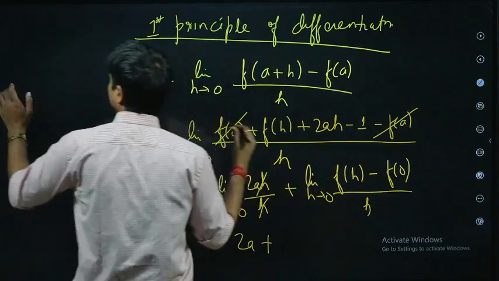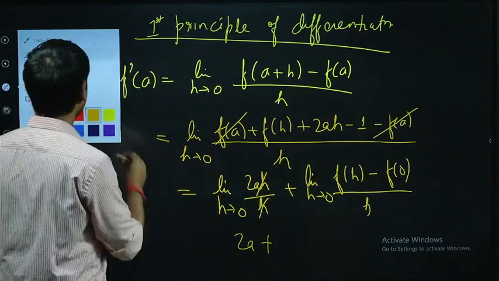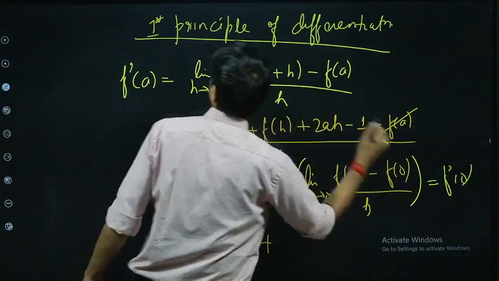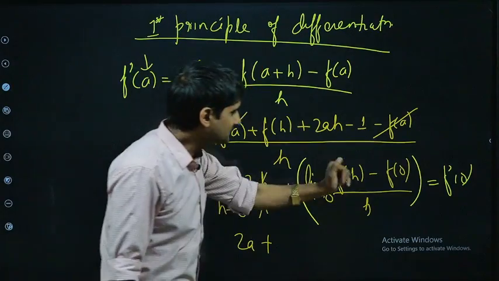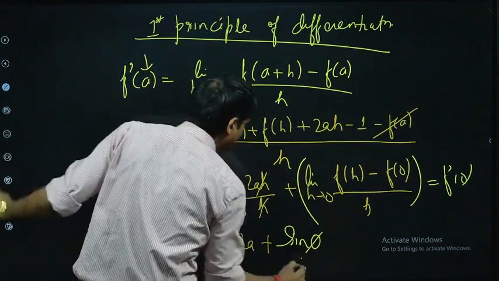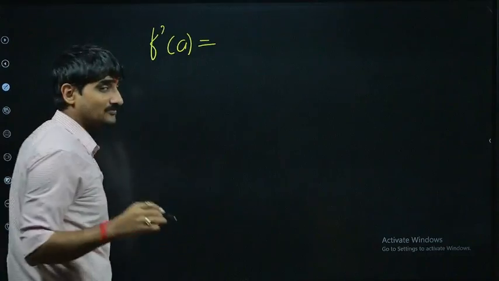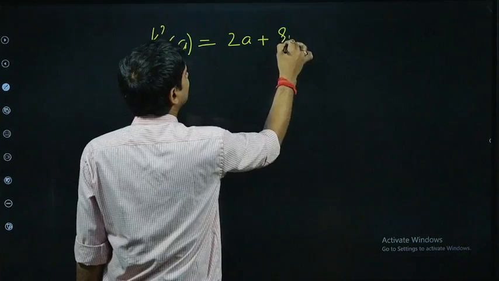Now what is this expression? It is nothing but f dash 0. Yeah, this is nothing but f dash of 0, bachcho. Just put a equal to 0, you get this expression, and that is your sine phi. So this is plus sine phi, and you got the same relation. F dash a, you got f dash y there as 2y plus sine phi, and that's it.